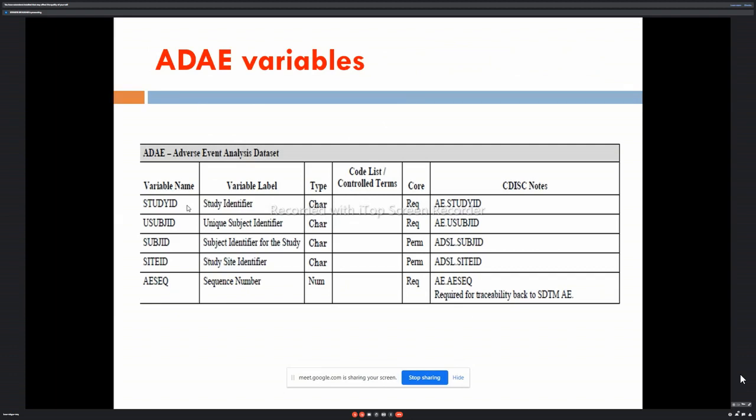Then what are the values you should have in ADAE? First value is study ID, subject ID, site ID, and AE sequence. You already know about these variables. First, you will try to get them from ADSL. Otherwise, you will get them from the AE dataset of SDTM.